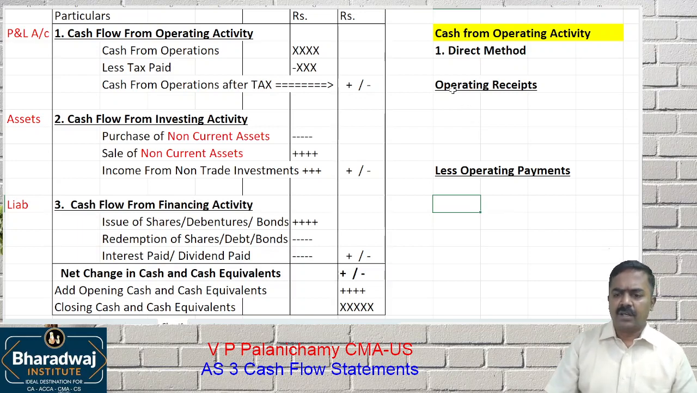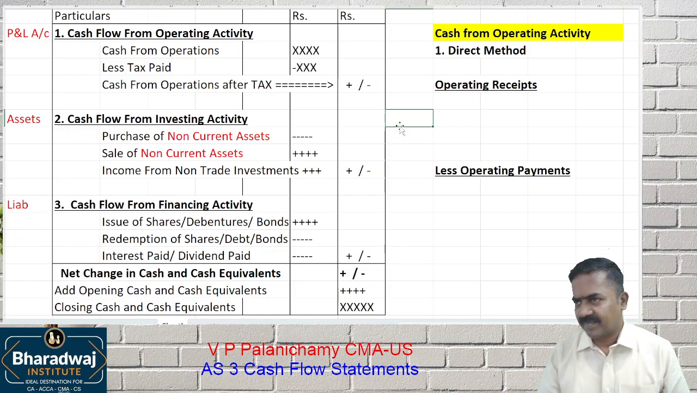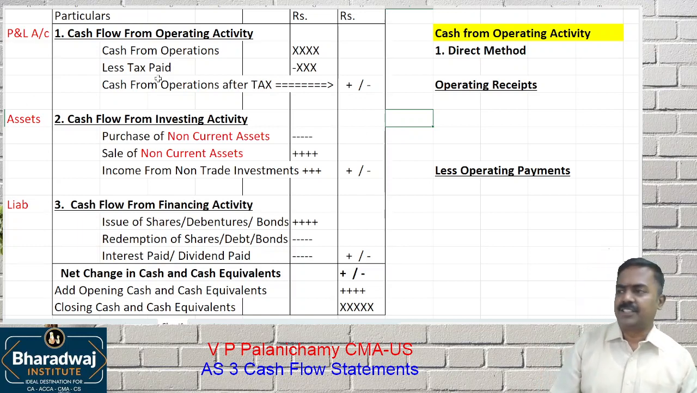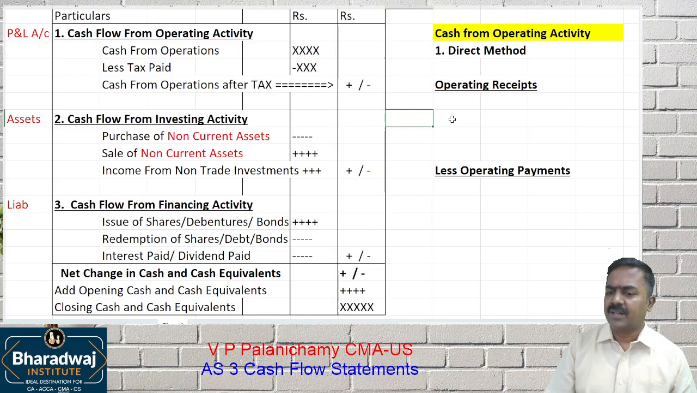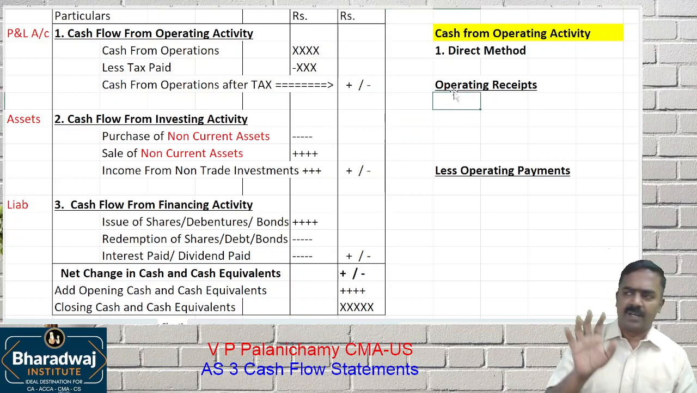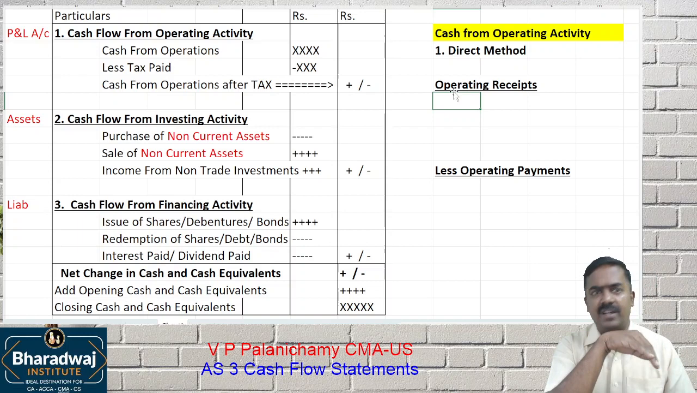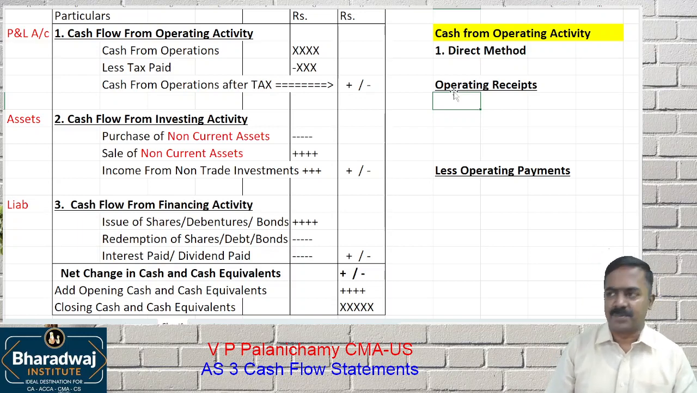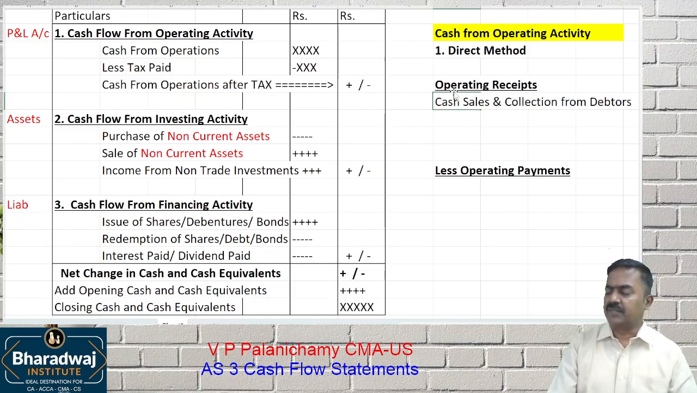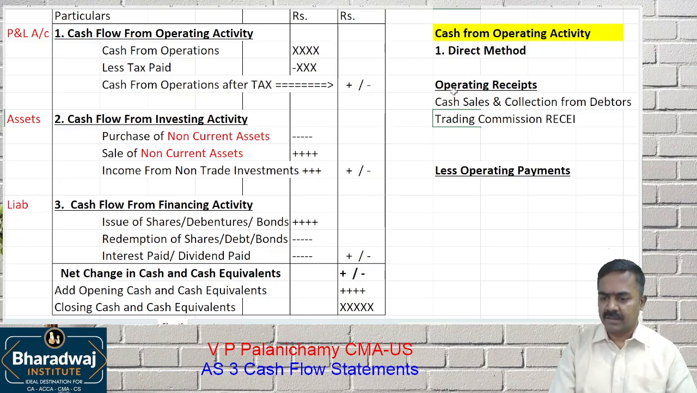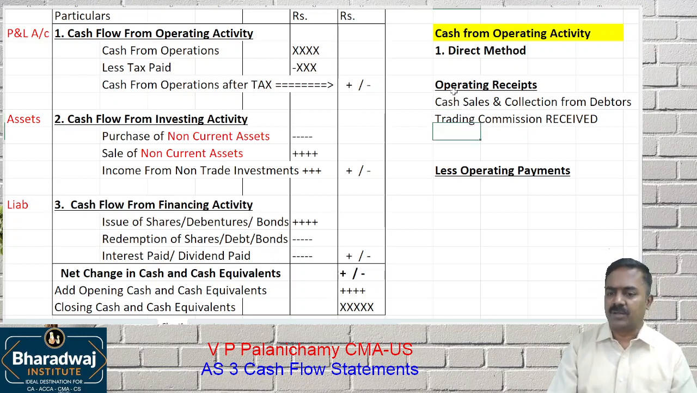Pay attention. What do you mean by operating receipts? I told you, receipts from central business activity. For example, you are running a textile showroom. What will be your operating receipts? Cash sales, and collection from debtors. If you have credit sales, collection from debtors will be there. Then trading commission received, not accrued. Accrued will be taken in the P&L account. Only receipt will be taken over here.